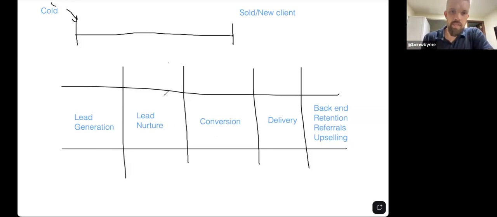Lead nurture is usually the piece that most people miss. The other part of lead nurture is not just getting people to trust you and show up to your call, but this is huge. This comes from Jordan Belfort. He talks about the 3 10s. They've got to be a 10 out of 10 on you: I trust you, I like you. 10 out of 10 on your process or unique mechanism.